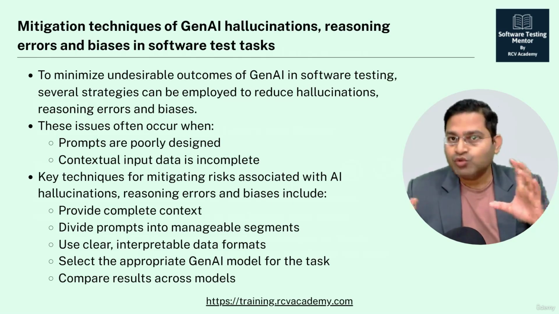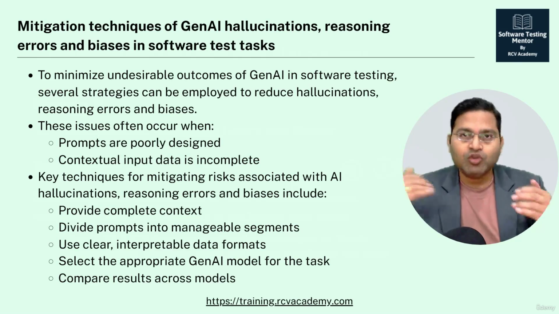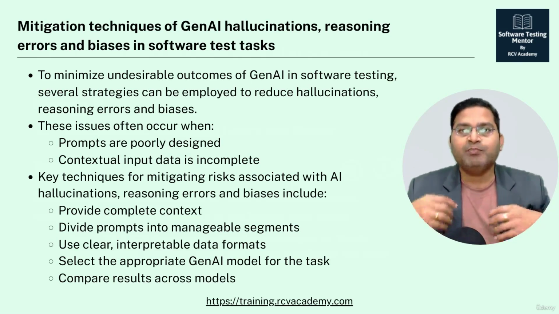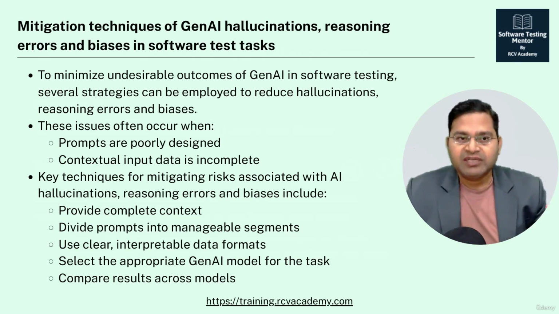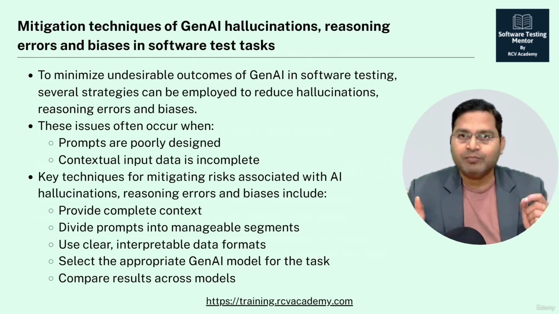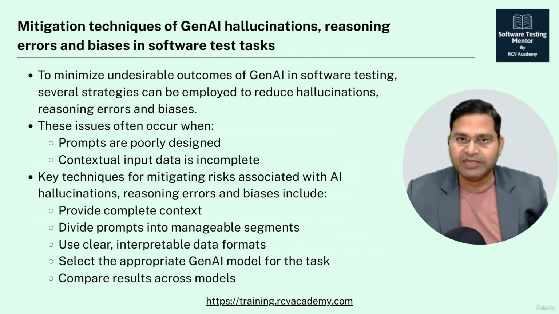These issues usually will occur when you prompt just random information or your prompt doesn't provide the exact context. So the AI might hallucinate or have the reasoning error. Poorly designed prompts will have these hallucinations a lot. Or the contextual input data is incomplete. You are using contextual input data that is not complete. So any of these errors might occur because of these reasons.